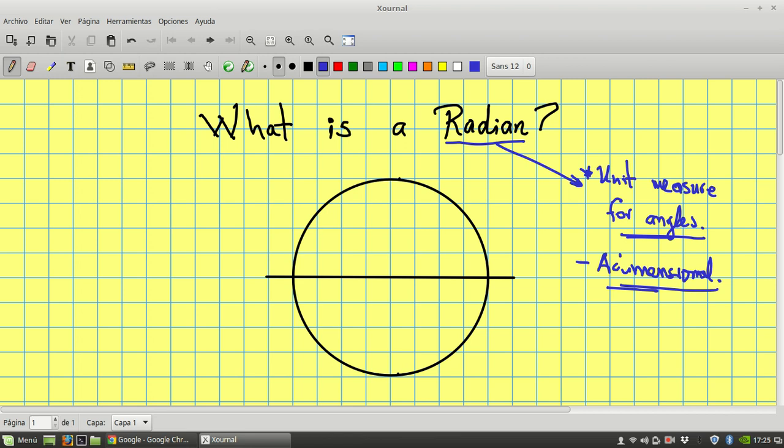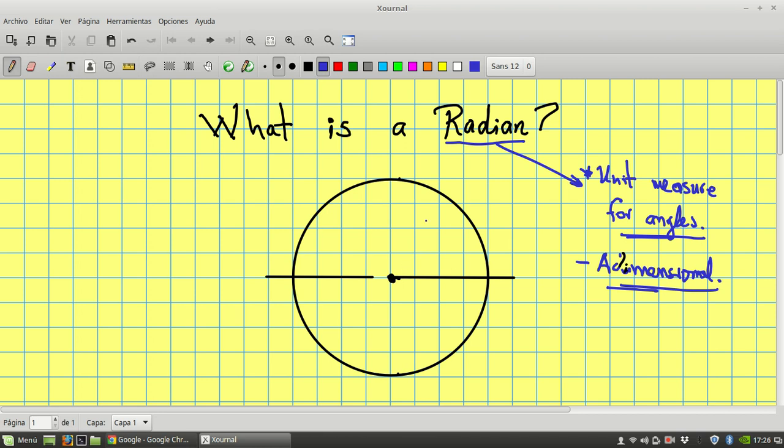This is the way we're going to see what a radian is and how to determine the radian in terms of degrees, to know the conversion, the unit rate to pass from radians to degrees. So we're going to start with a circle. This is our circle, and imagine that this point is the center of the circle.